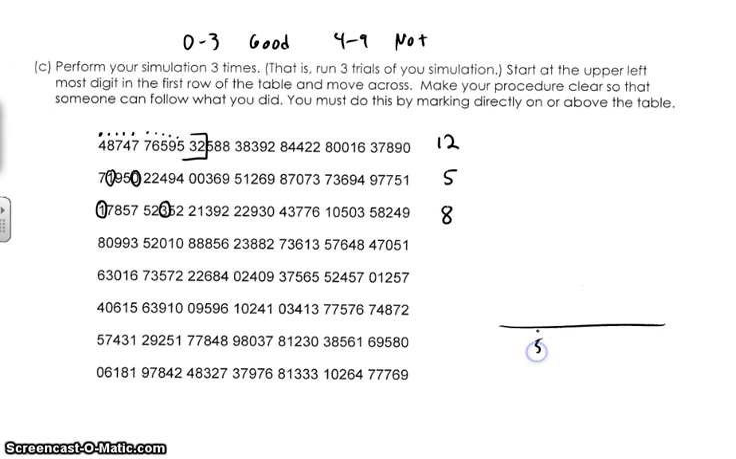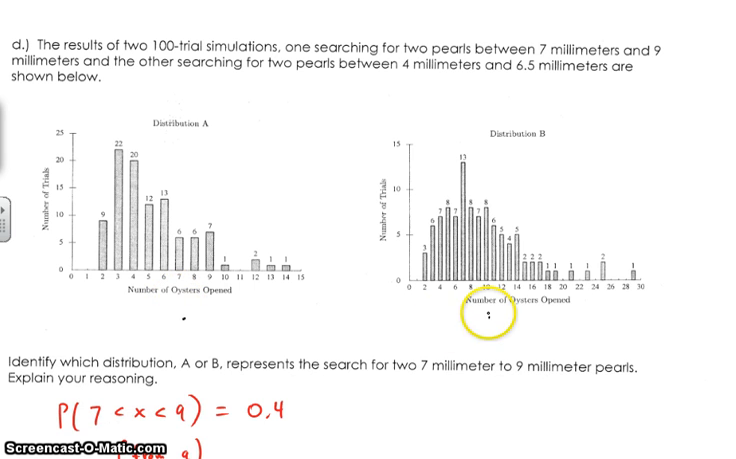If I made a histogram of that, I'd have a bar at 5. At 8, I'd have another one, and then at 12, I'd have another one. Well, we just continued this process 100 times until we got histograms that looked like this.